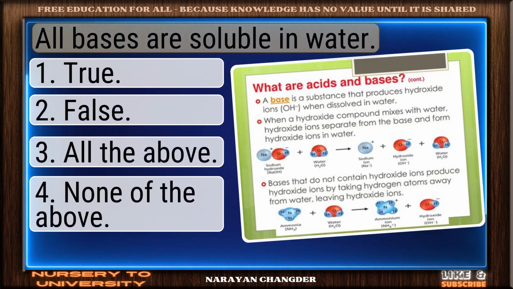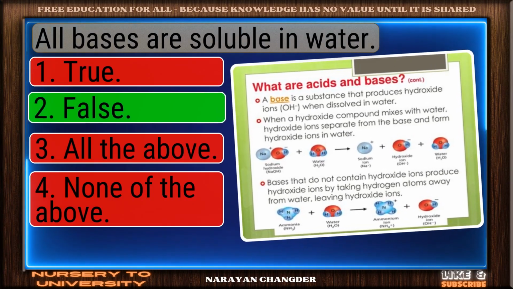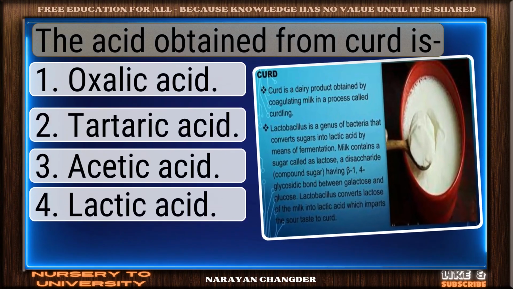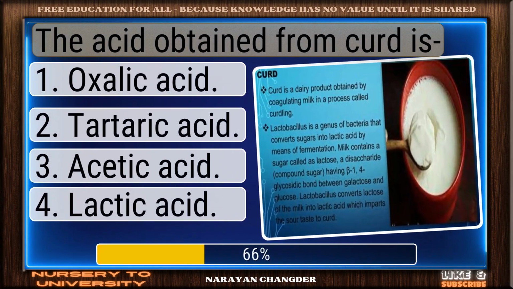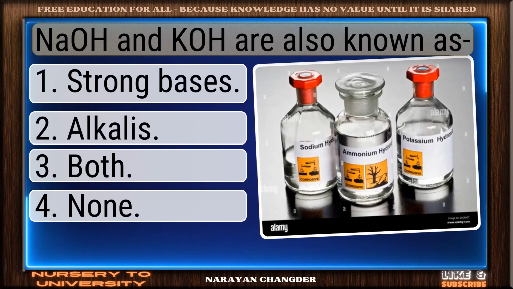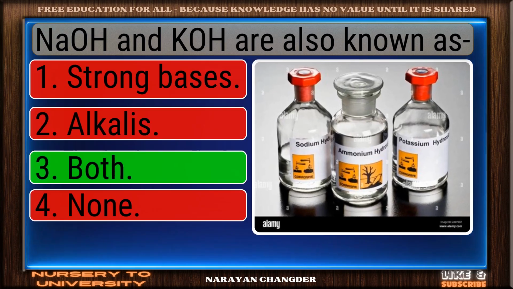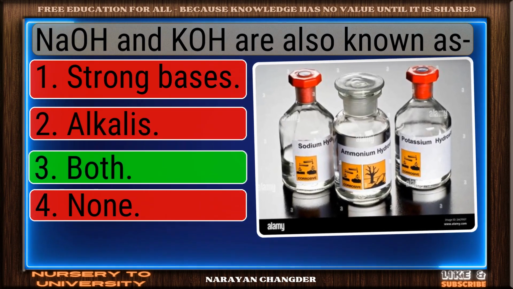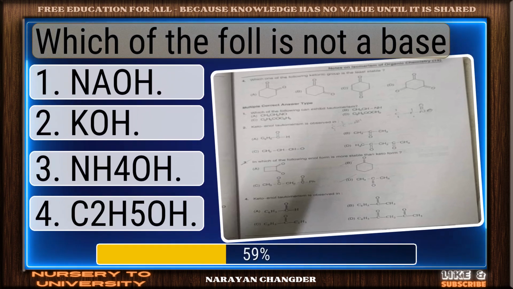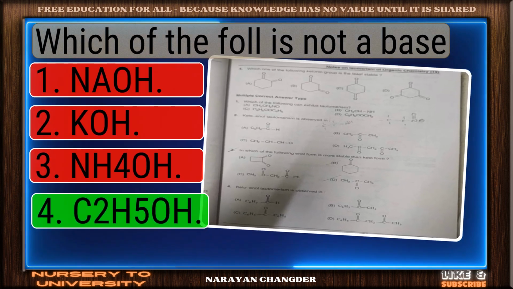All bases are soluble in water. Well picked. False is correct. The acid obtained from curd is... Well done. Lactic acid is right. NaOH and KOH are also known as... Bravo. Both is the answer. Which of the four is not a base? Solid response. CaO is valid.